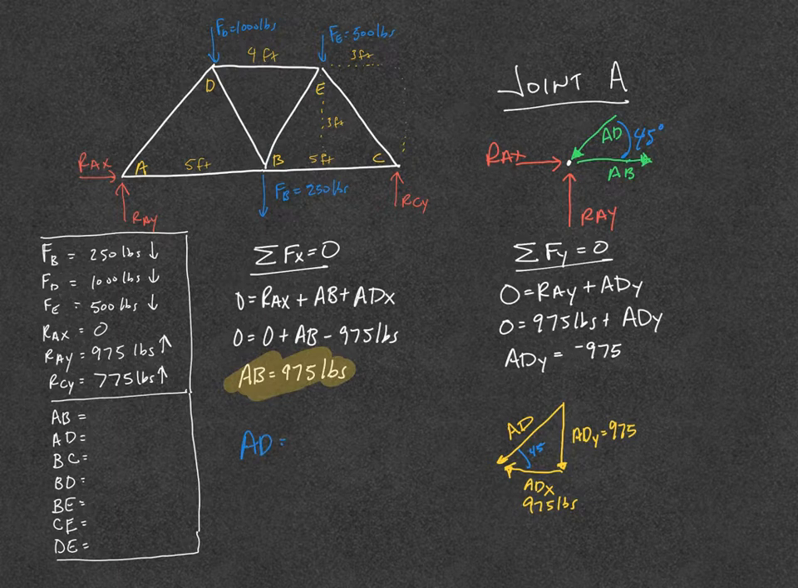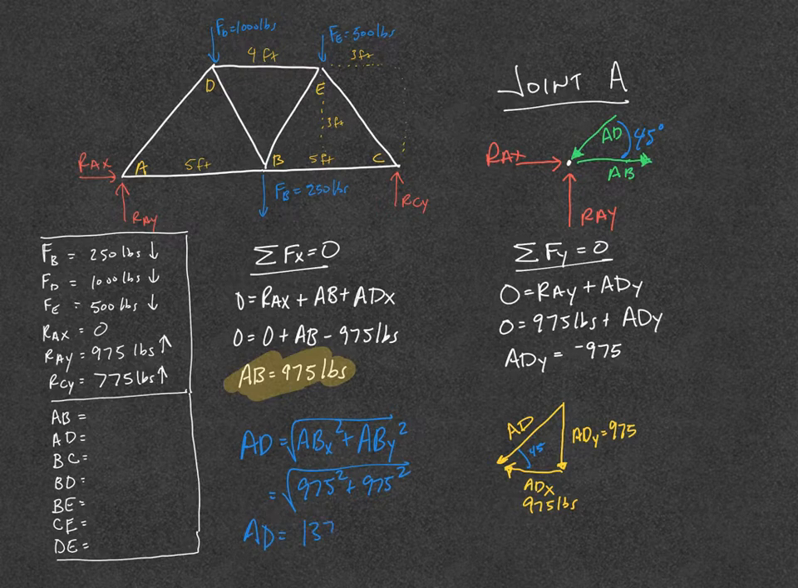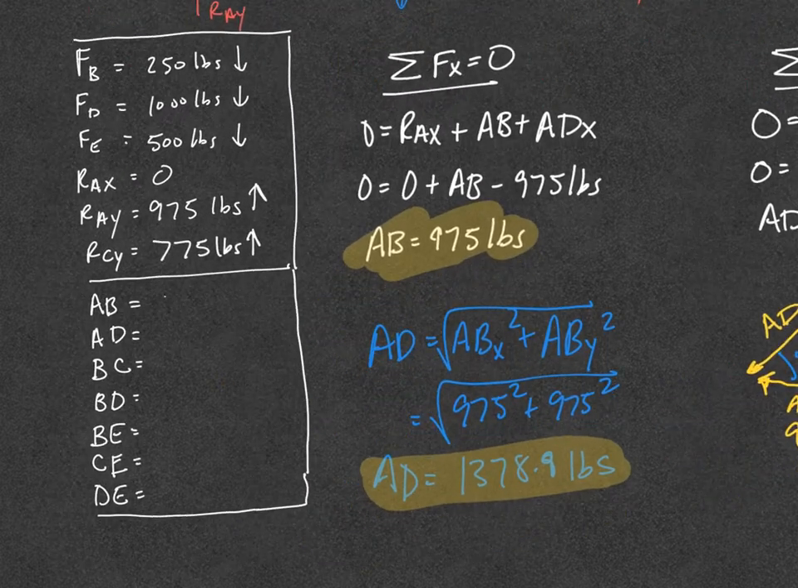So at joint A, I'm going to note that AB is going to the right, positive. AD is going down to the left. I've made those adjustments on my free body diagram. And here I'm solving for AD, just using some Pythagorean theorem. And I get AD to be about 1379 pounds. I know that AD is going down.